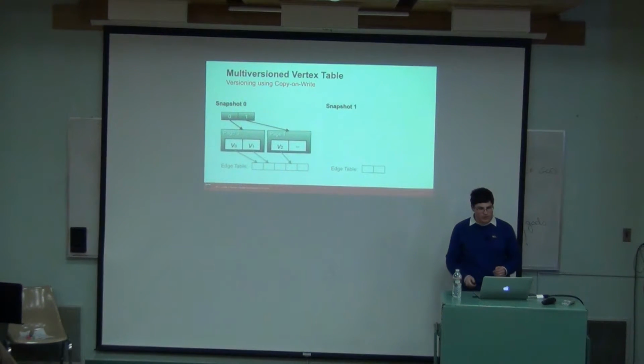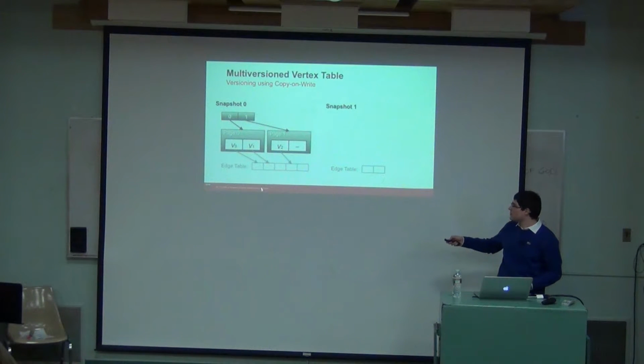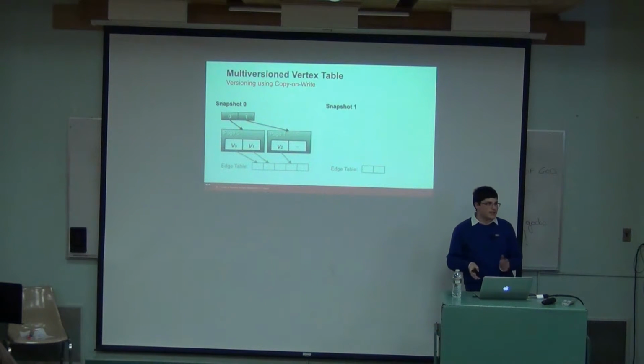Instead, we are going to use a multi-version vertex table using a technique called copy-on-write. What that means is that instead of storing the vertex table as one big chunk, we are going to break it up into small equal-sized chunks and have them on multiple pages. At this point we have just 4 elements and I'm putting 2 per page. In reality you'll have like 256 or 512 or more per page.